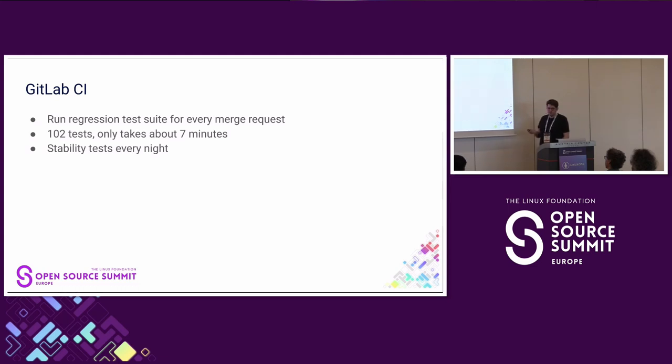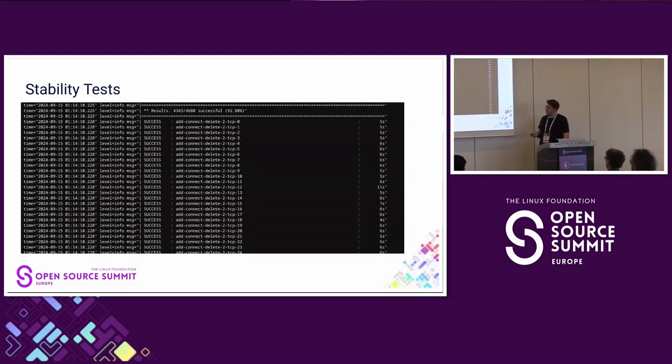So what we do is every night at, I think, 11 p.m. we start a run of stability tests. And that takes 5 or 6 hours, but it doesn't matter because hopefully we're all asleep at that time. And it runs about 4,000, I think it's every test in the test suite 40 times. So that's also a feature of VMShed. It can just repeat the test runs a lot.